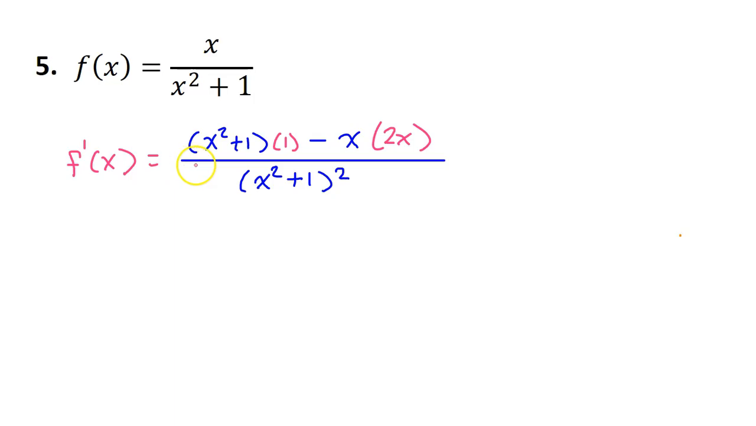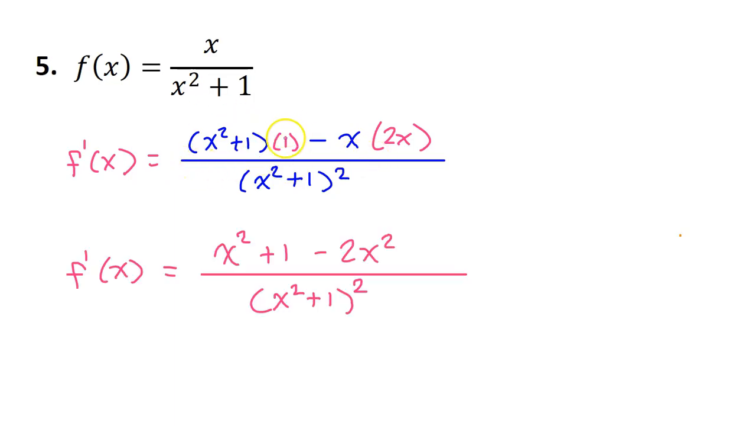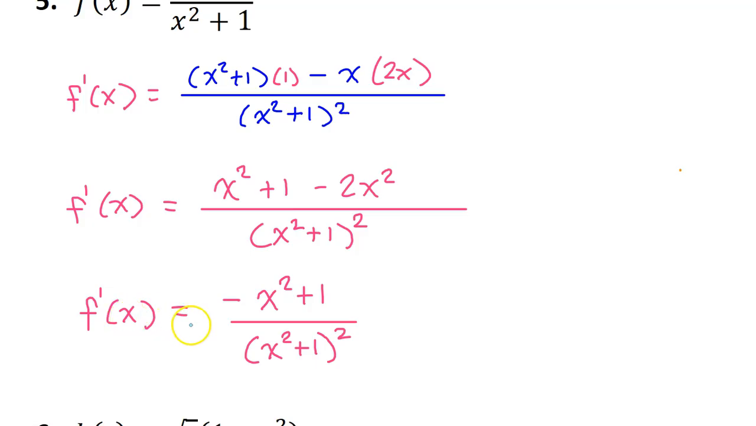I am just going to simplify this a tiny bit. Taking away the little 1, we just have the x squared plus 1. Multiplying these together, we have negative 2x squared. And then we notice that these are like terms. X squared minus 2x squared is negative x squared. This is the simplified derivative.